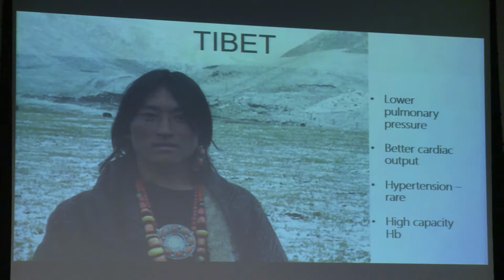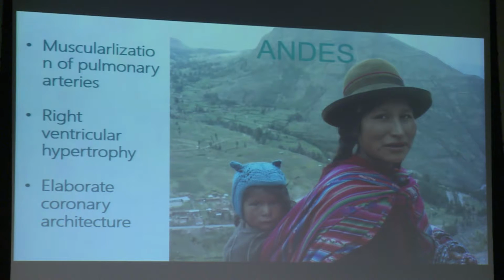They have much better perfusion, even when the women there are pregnant, so they do not have adverse birth outcomes. Other populations which are not yet as well adapted, for example the Andean Indians, who have only been at high altitudes for 20,000 years, are in the process of adapting. They still have muscularization of the pulmonary artery and right ventricular hypertrophy. But if you look at the coronary tree of a native of the Andes, you have twice the density of coronary arteries than you would in a sea-dwelling person.